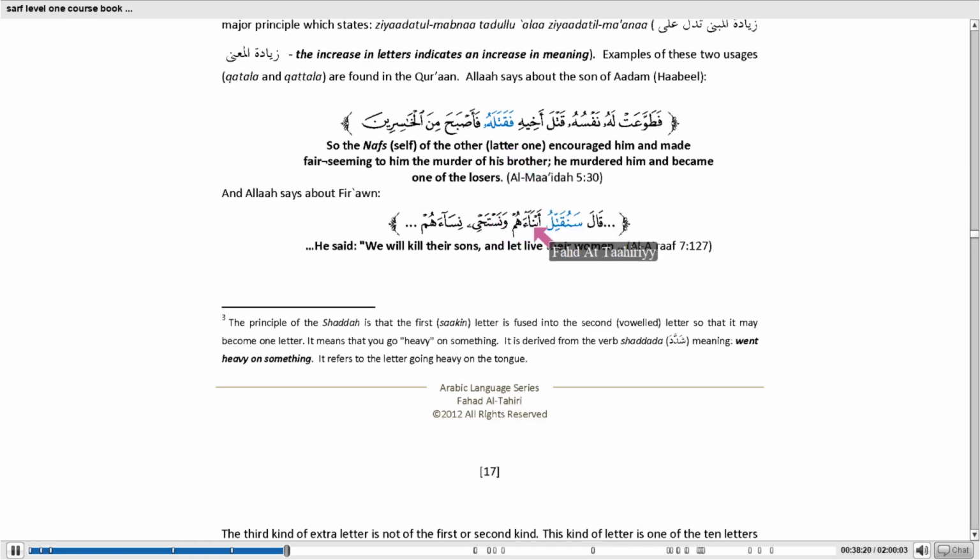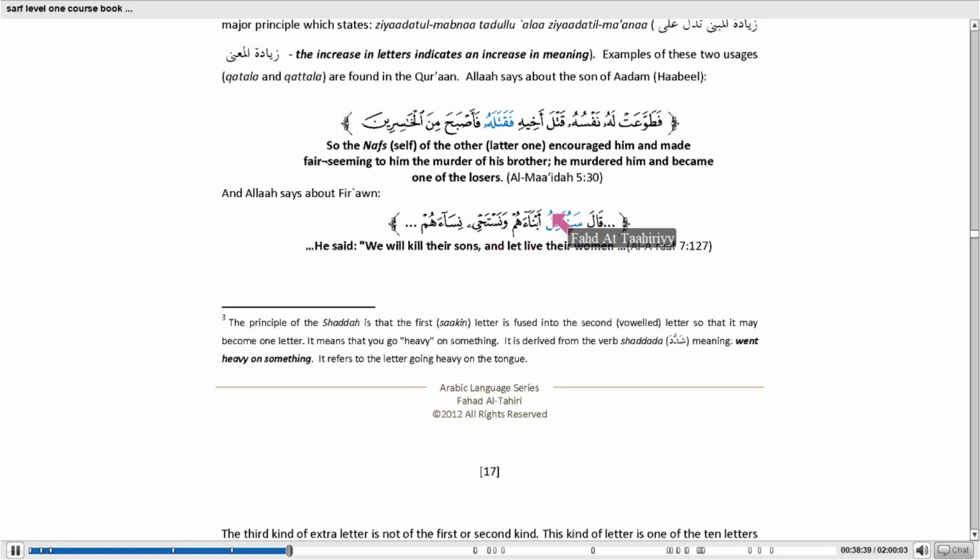So here, سَنُقَتِّلُ أَبْنَاءً, we will kill their sons. So how many acts of killing were there? Or was there intended to be many? Because sons is a plural. Okay?